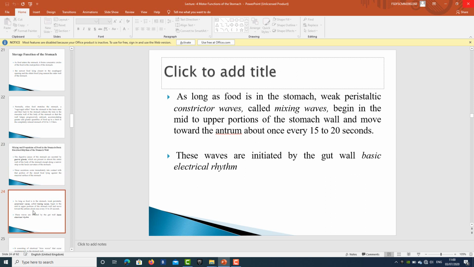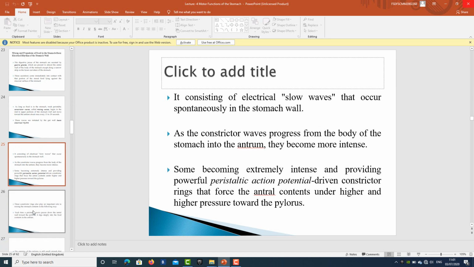As long as food is in the stomach, weak peristaltic constrictor waves called mixing waves begin in the mid to upper portion of the stomach wall and move toward the antrum about once every 15 to 20 seconds. These waves are initiated by the gut wall basic electrical rhythm. It consists of electrical slow waves that occur spontaneously in the stomach wall.